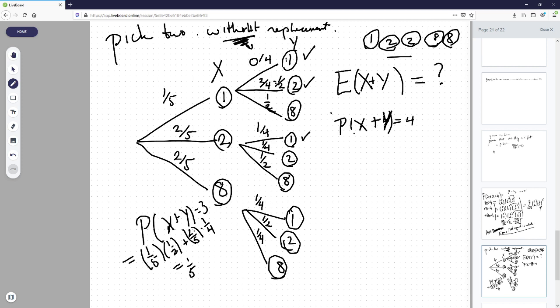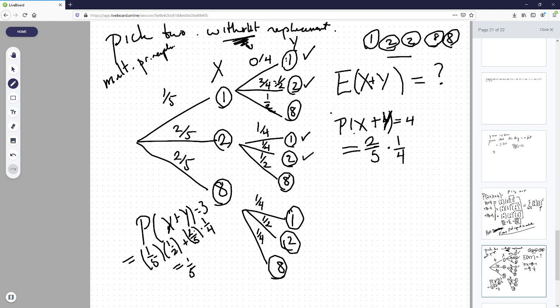Yes, I am. So here, 2 plus 2 is 4. And yes, the probability of getting that is 2 out of 5 times 1 out of 4. It's essentially the multiplication principle. Basically, we're using the multiplication principle a bunch. Okay, so what's another option?